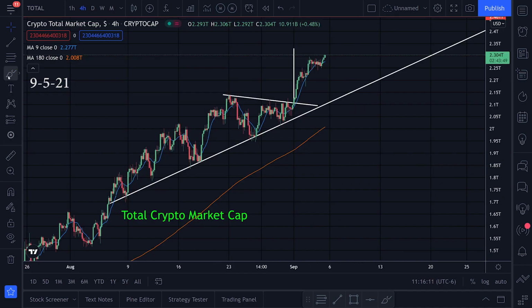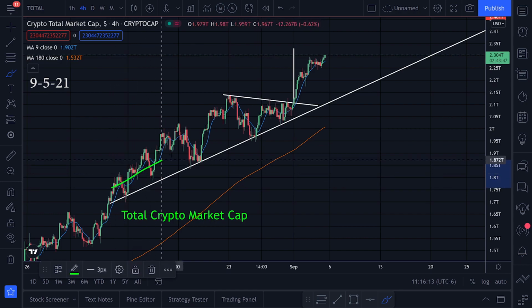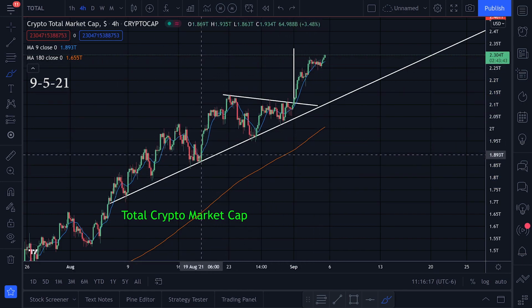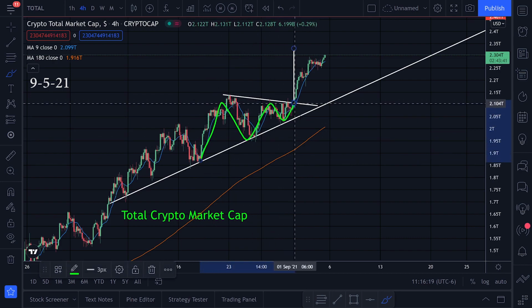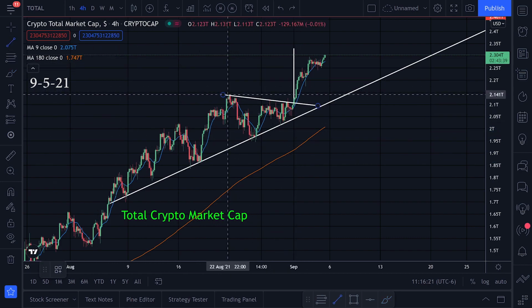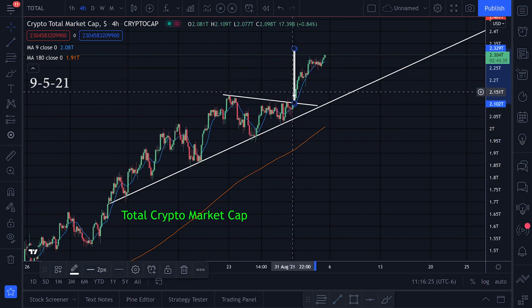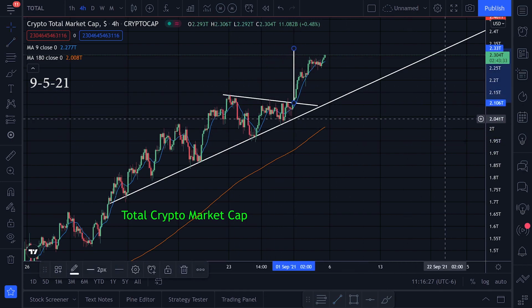Alright, so we're looking at the total crypto market cap, and basically all of crypto has been heading to the upside. In general, on my channel, we've been looking at this pattern, something like this triangle pattern. We're dragging from the top to the bottom of this triangle, dragging that to the breakout, and we're looking at a target of approximately 2.33 trillion. Right now, we're at 2.3 trillion.